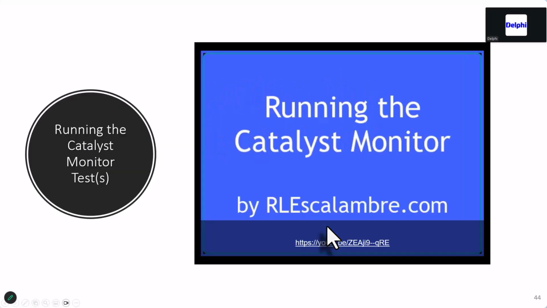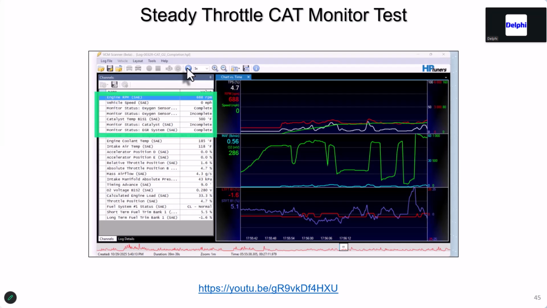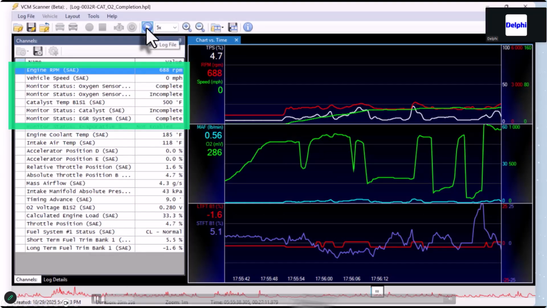So I'm going to skip this one right now. This is on the website. You can take a look at that. Here's a quick one on the CAT monitor. This is HP Tuners. I love the tool. It allows me to combine the readiness status with the PIDs, so I can put my enable criteria up here and I can see exactly what triggered it. So let's watch this one real quick. It's going to be a pop-up over here. It's going to say the CAT complete.